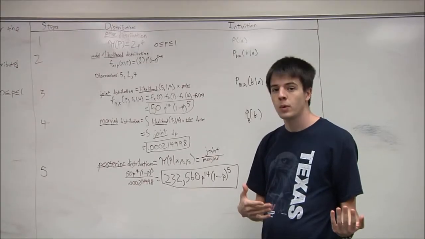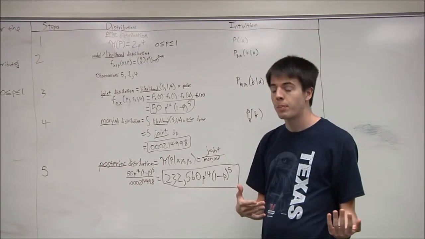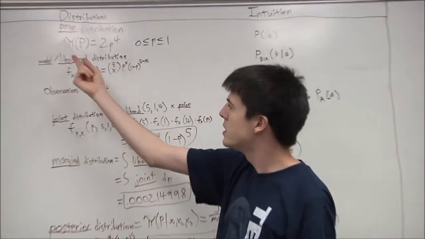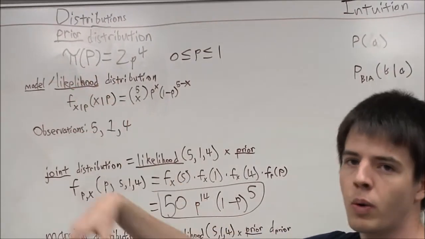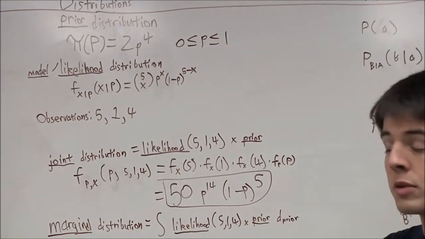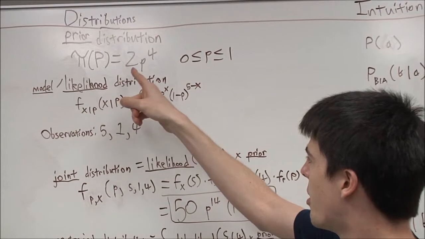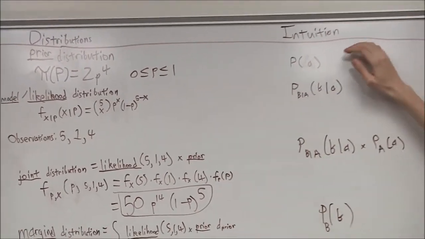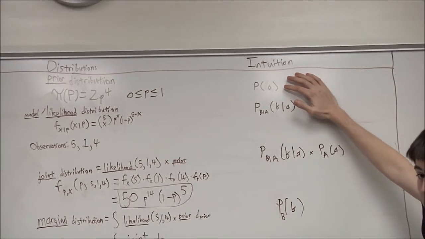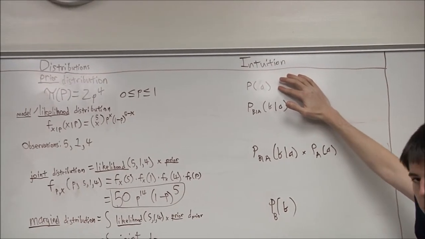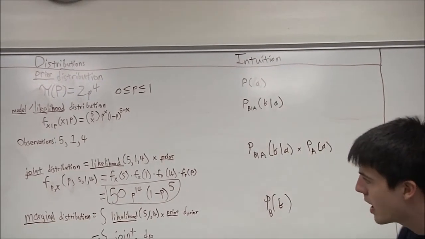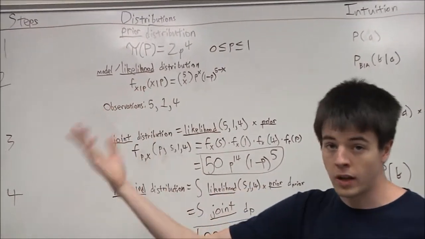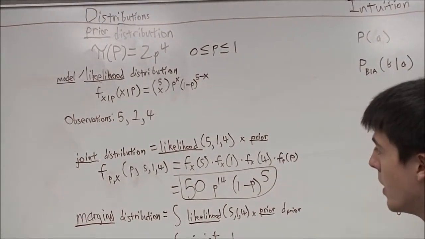We start by defining our prior distribution given to us in the problem. Usually the prior distribution is denoted pi of whatever parameter you're trying to predict. And we define the problem as 2p to the 4th, for p between 0 and 1. And intuitively you can think of this as just the probability of some event A, where A is p taking on a particular value.